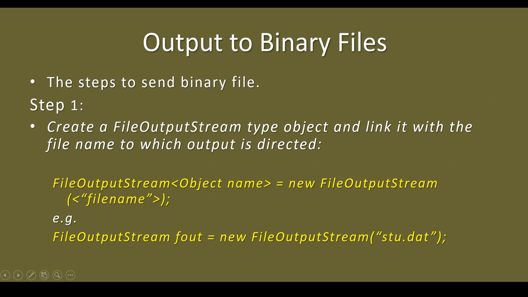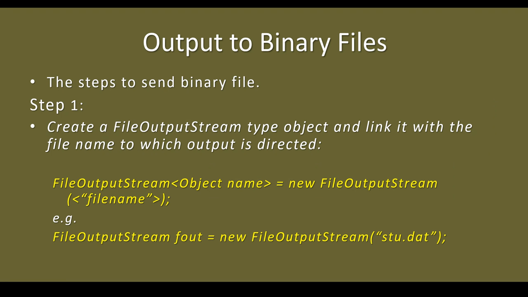So, here also we have steps. The steps to send data to a binary file. Step 1 is to create a file output stream type object and link it with the file name to which output is directed. Previously, in output to text files, we were using file writer. Here you are going to use file output stream. You would have seen in the first video the different streams available. Here we are using a byte-oriented stream, so you are going to use file output stream and create the object.